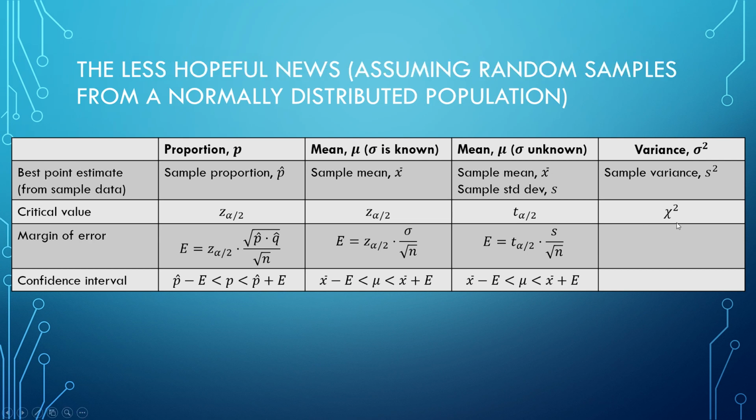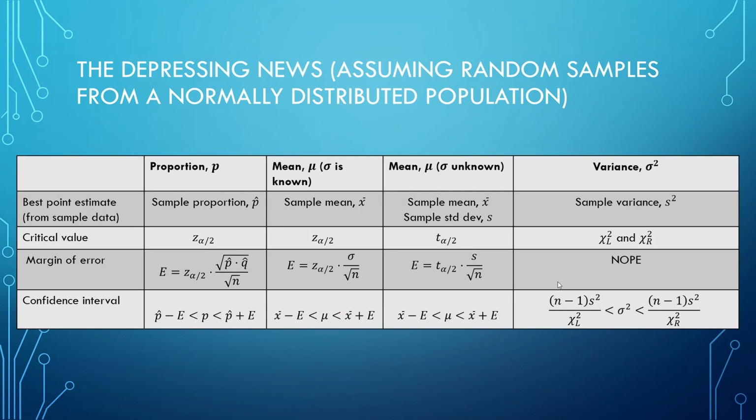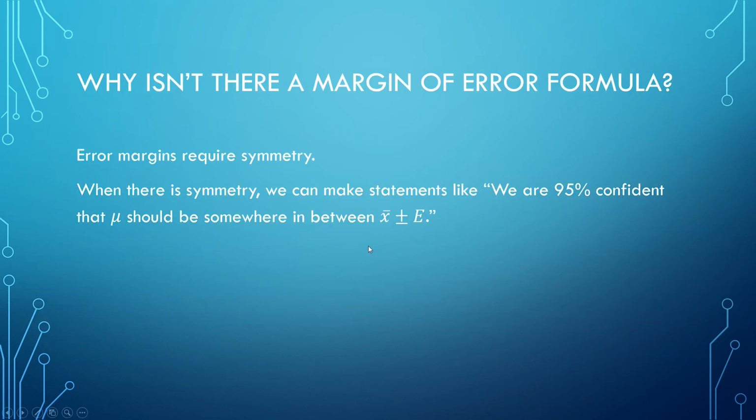Oh boy. Bad news part 1. That's a new type of critical value. We cannot use anything we've used so far for variance. And bad news number 2, there is no margin of error. There is no margin of error for variance. I'm sorry. There just isn't. And why is that, you might wonder?